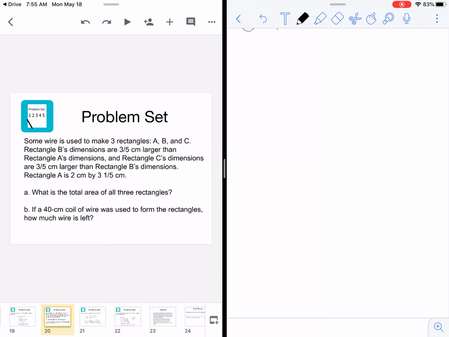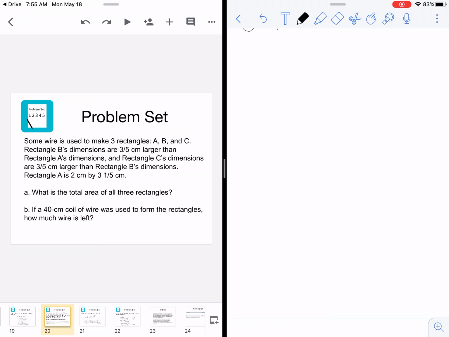Problem number 4. Some wire is used to make 3 rectangles, A, B, and C. Rectangle B's dimensions are 3/5 centimeters larger than rectangle A's dimensions, and rectangle C's dimensions are 3/5 centimeters larger than rectangle B's dimensions. Rectangle A is 2 centimeters by 3 1/5 centimeters.